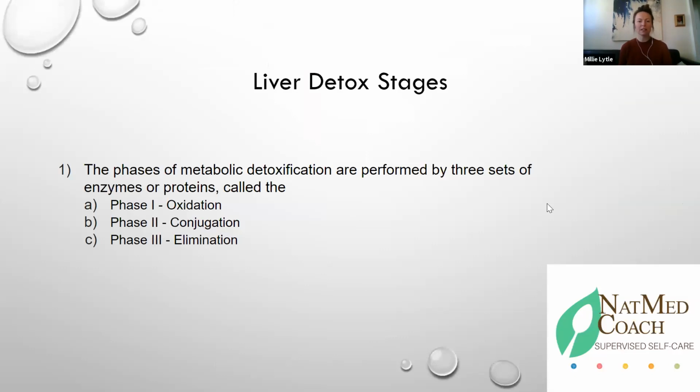The 3 liver detox stages: phase 1 is called oxidation, phase 2 is called conjugation, and phase 3 is called elimination. And I'm going to share what these mean, but essentially these are the 3 phases of metabolic detoxification, and each phase is performed by a different set of enzymes or proteins, and the phase is named after the process that's going on. Phase 2 is actually subdivided into 6 different categories, and again is labeled according to the enzymes or proteins that are being metabolized.